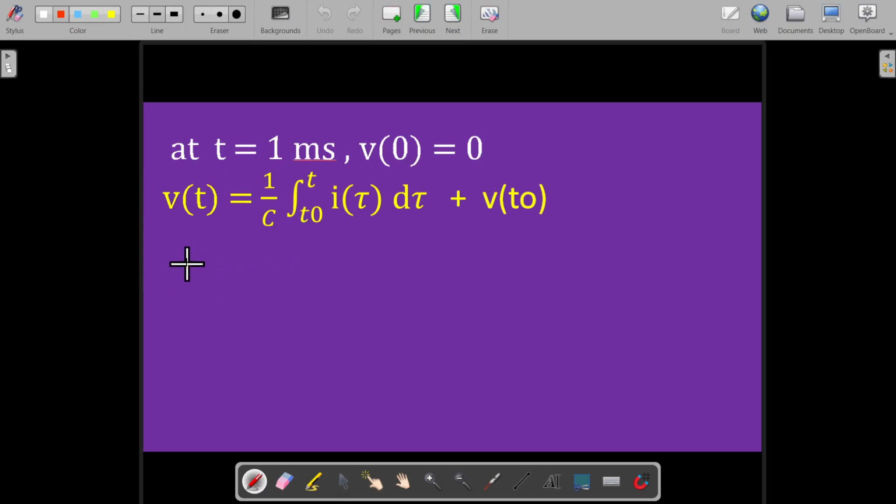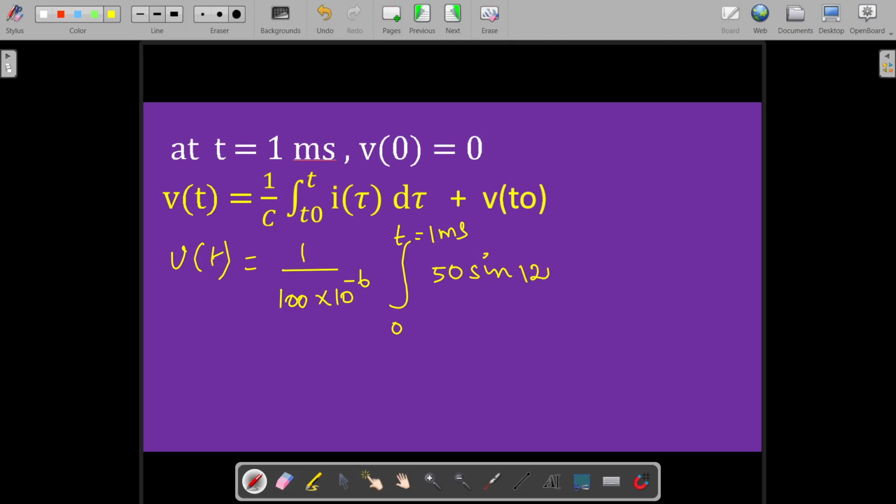Okay, now we'll solve this problem. So v(t) = 1 by 100 microfarad, so it is 10 power minus 6, integral with t0 = 0 and t = 1 millisecond. And this current is 50 sin 120πt milliamperes, isn't it? So it is 10 power minus 3 dt plus v(0), which is 0. So this is equal to 1 by 10 power minus 4, and this 50 and this 10 power minus 3 are constants, so they can be taken outside.